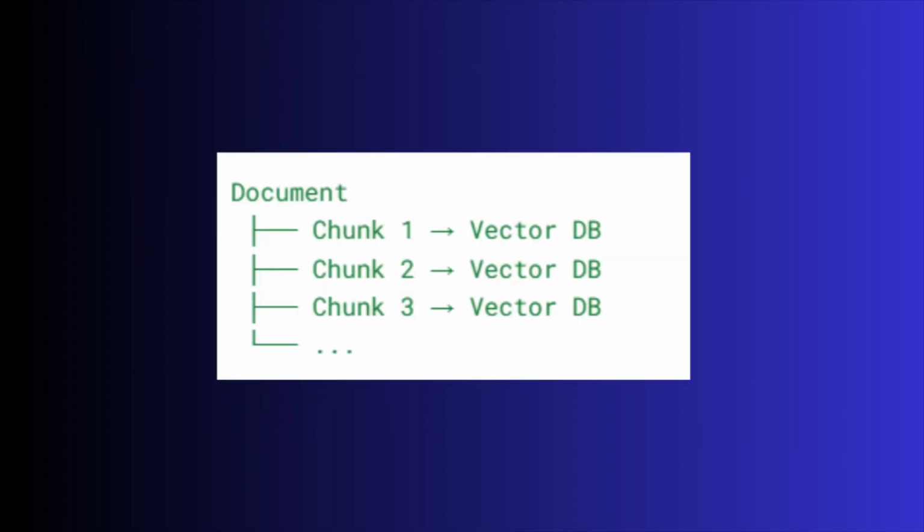A document with 100 chunks results in 100 vector entries. Each chunk is independent and searchable. Each chunk is stored as a separate vector with its own text and metadata.